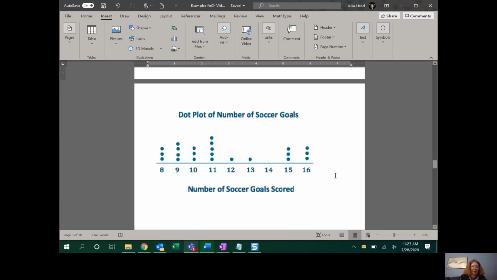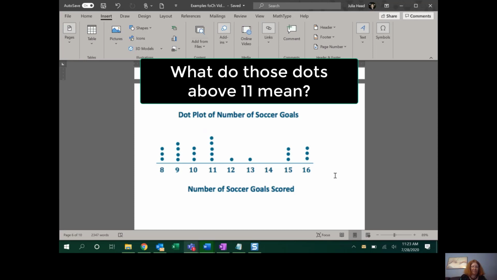A dot plot is not commonly used with the small data sets we use in this course, but it can be useful for larger data sets. It is also very easy to read. What do those dots above 11 mean?